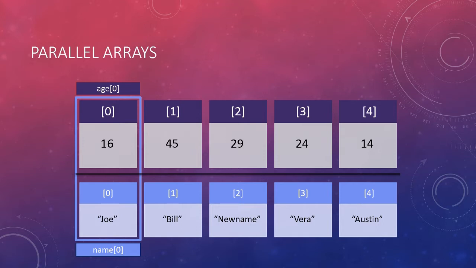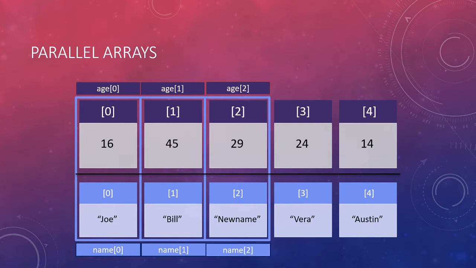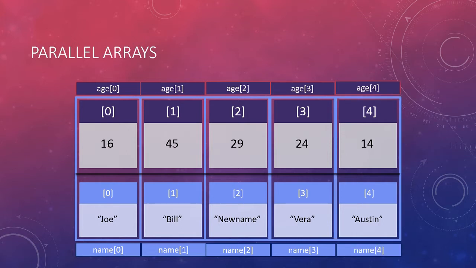They both have index value 0. Then Bill is 45. Again, they share the same index value, so I know they're related to each other. And in the same way, I could just load the data into my arrays, dependent upon whatever I need to keep this data in parallel. Now I would have to programmatically make sure that that happened. If somebody wanted to change a name, I'd want to make sure that I had the right entry, of course, and that would be logic that I would take care of in my program to handle this parallel array.